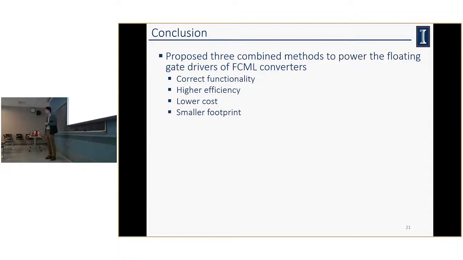Here's a conclusion. In this work, we propose 3 combined techniques to provide the power to all of the floating gate drivers of the multi-level topology. You can achieve the same functionality, but with higher efficiency, lower cost, and smaller footprint.